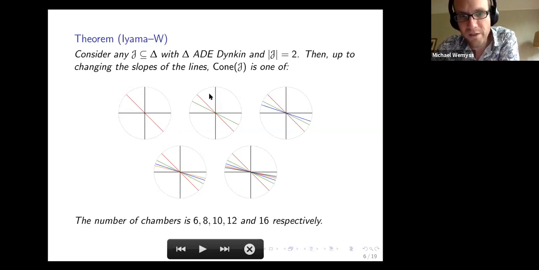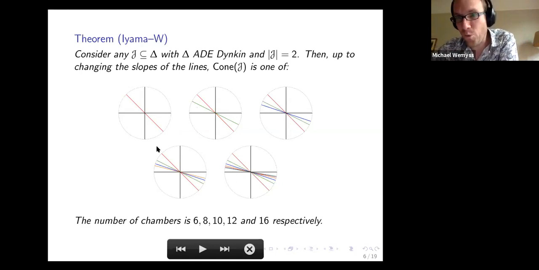This one has got 1, 2, 3, 4, 5, 6, 7, 8. This one has got 1, 2, 3, 4, 5, 6, 7, 8, 9, 10. And again, I think you might have to believe me, depending how fast you are at counting and how good your eyesight is. But this one's got 12 chambers, and this one has got 16.